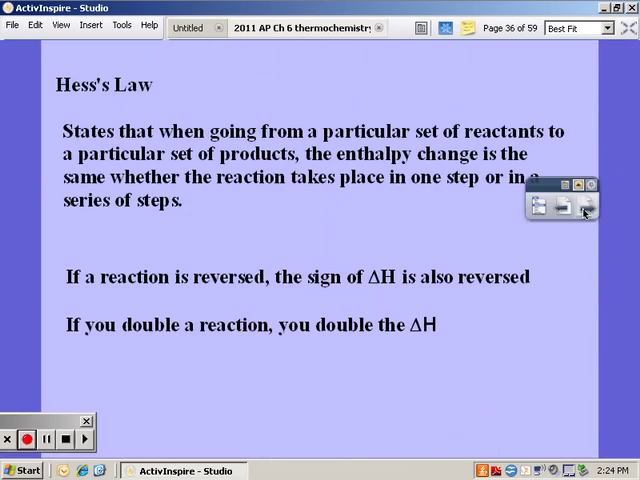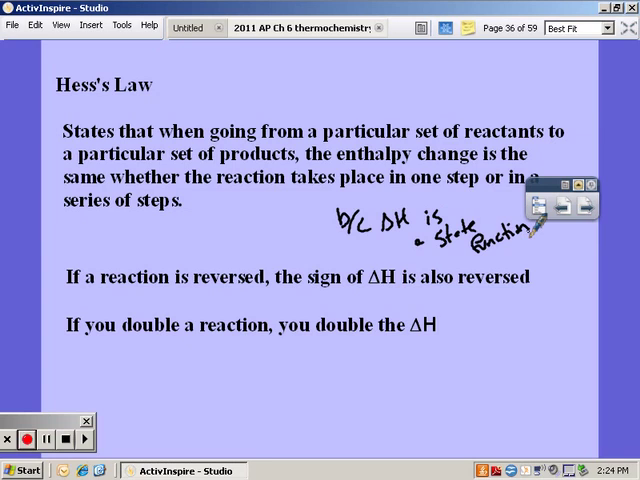Another way of calculating delta H or enthalpy is through Hess's Law. Hess's Law states that when going from a particular set of reactants to a particular set of products, the enthalpy change is the same whether the reaction takes place in one step or a series of steps. Remember that delta H or enthalpy is a state function, and so that's why this is true.